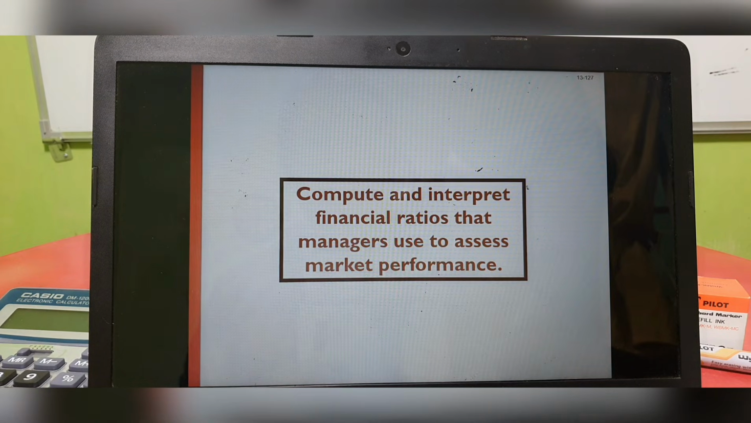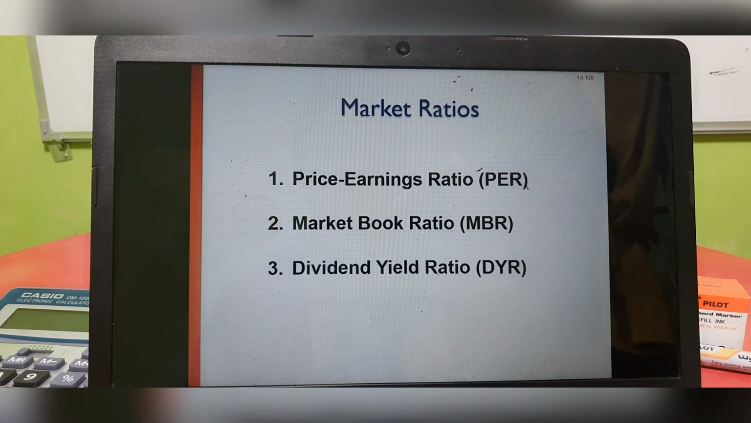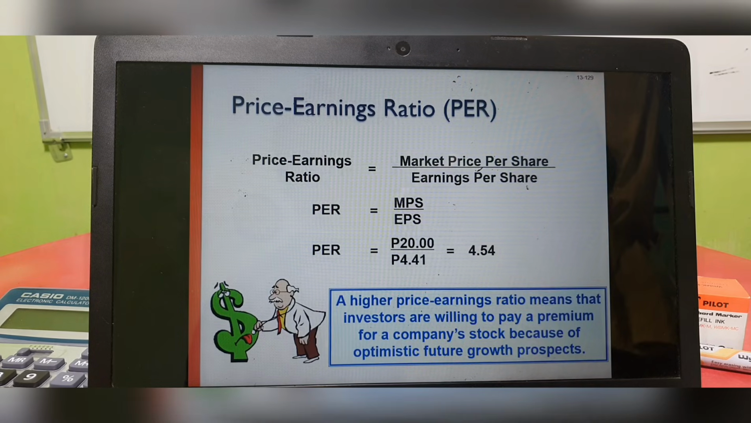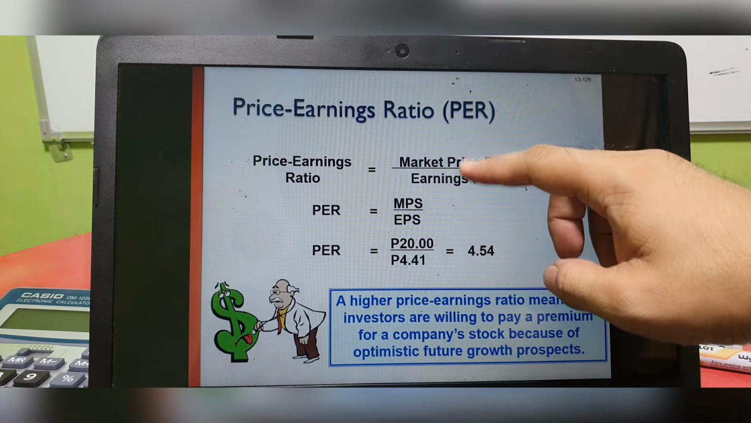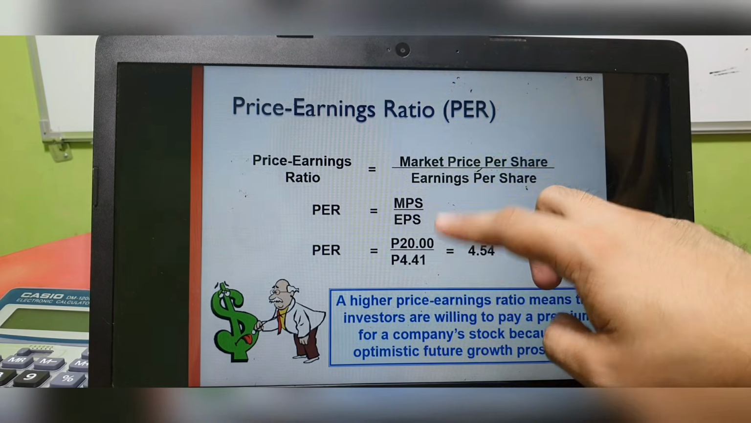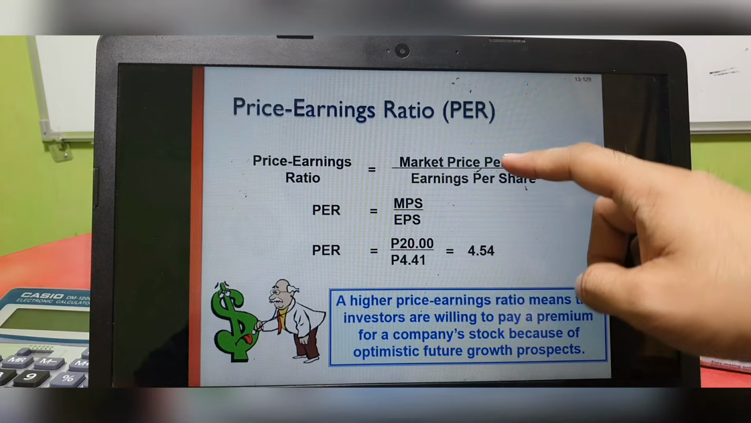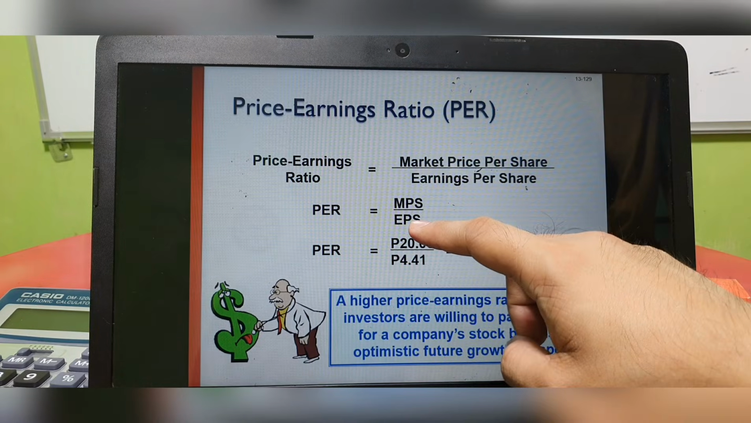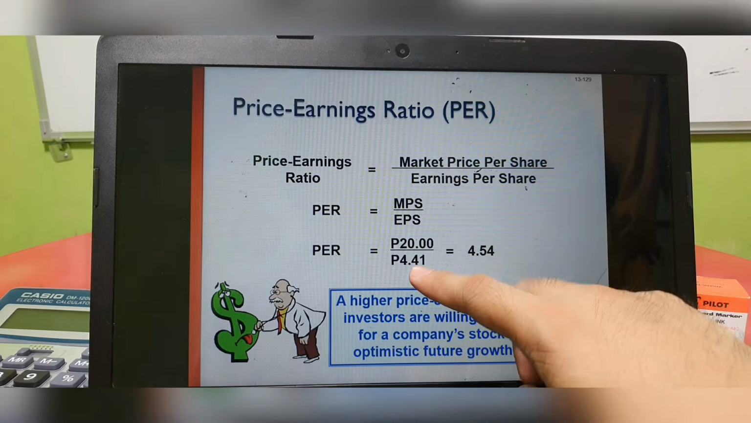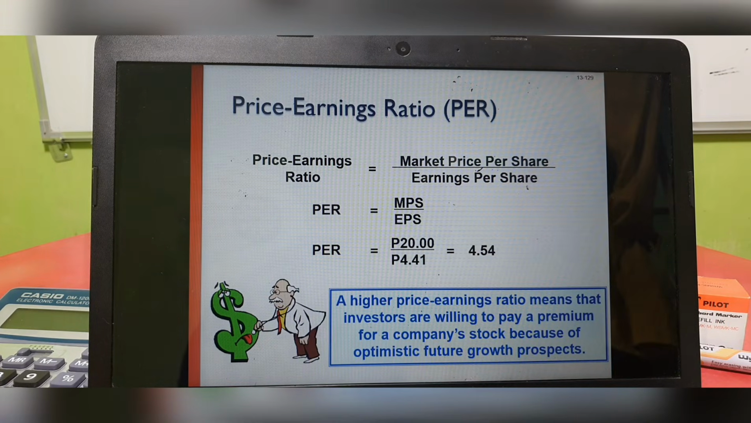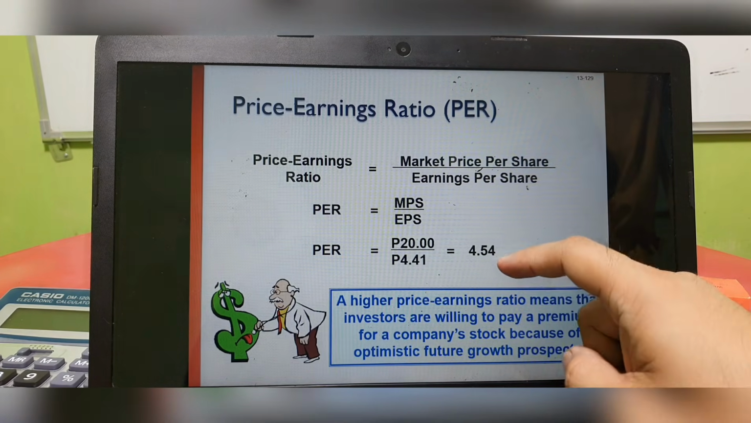So, this time, the last set of ratios, yung market ratios natin. So, we have here the price earnings ratio, market book, dividend yield. Lahat to, since market ratio, we will make use of the market price per share. The first ratio is price earnings. Kaya market price over earnings. MPS over EPS. Ang market price natin sa additional information kanina is 20 pesos. Ang earnings per share na na-compute natin a while ago is 4.41. Meaning, we have here 4.54. Ang gusto natin na price earnings ay mataas.